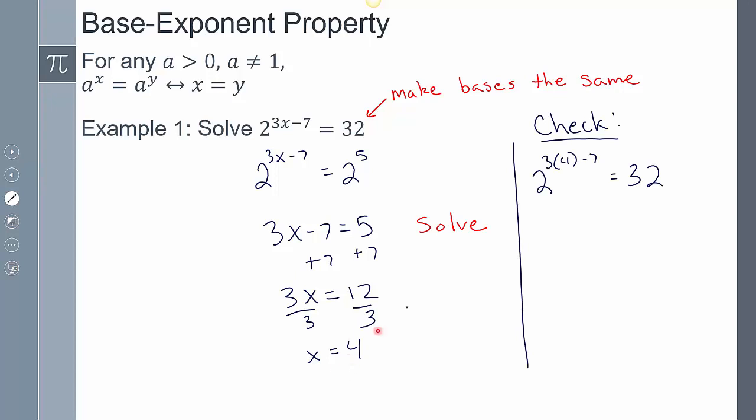So let's verify that. If I take this 4 and I plug it back in, I'm going to get 2 to the 5th power. Well, that's going to equal 32. 32 equals 32, so I know it's going to work.